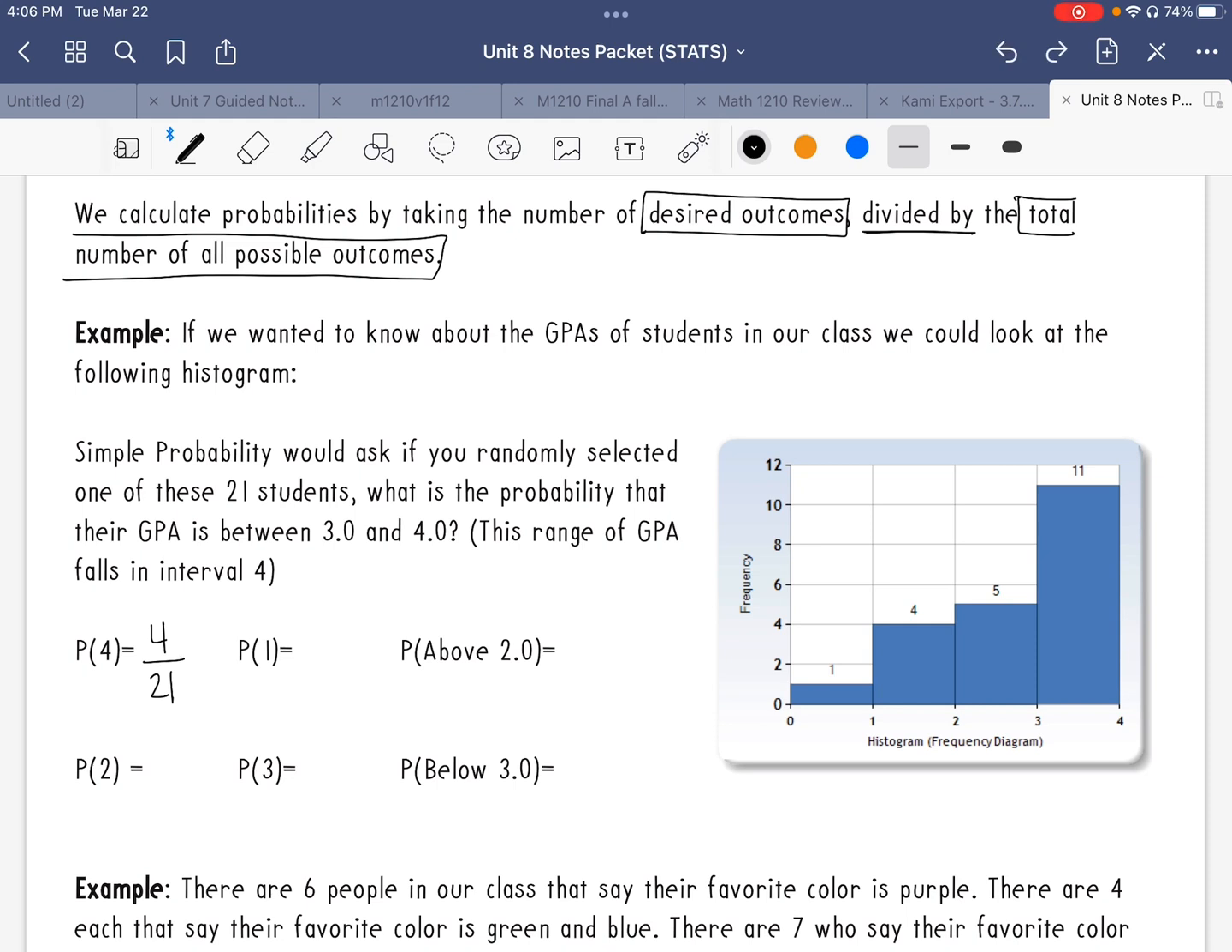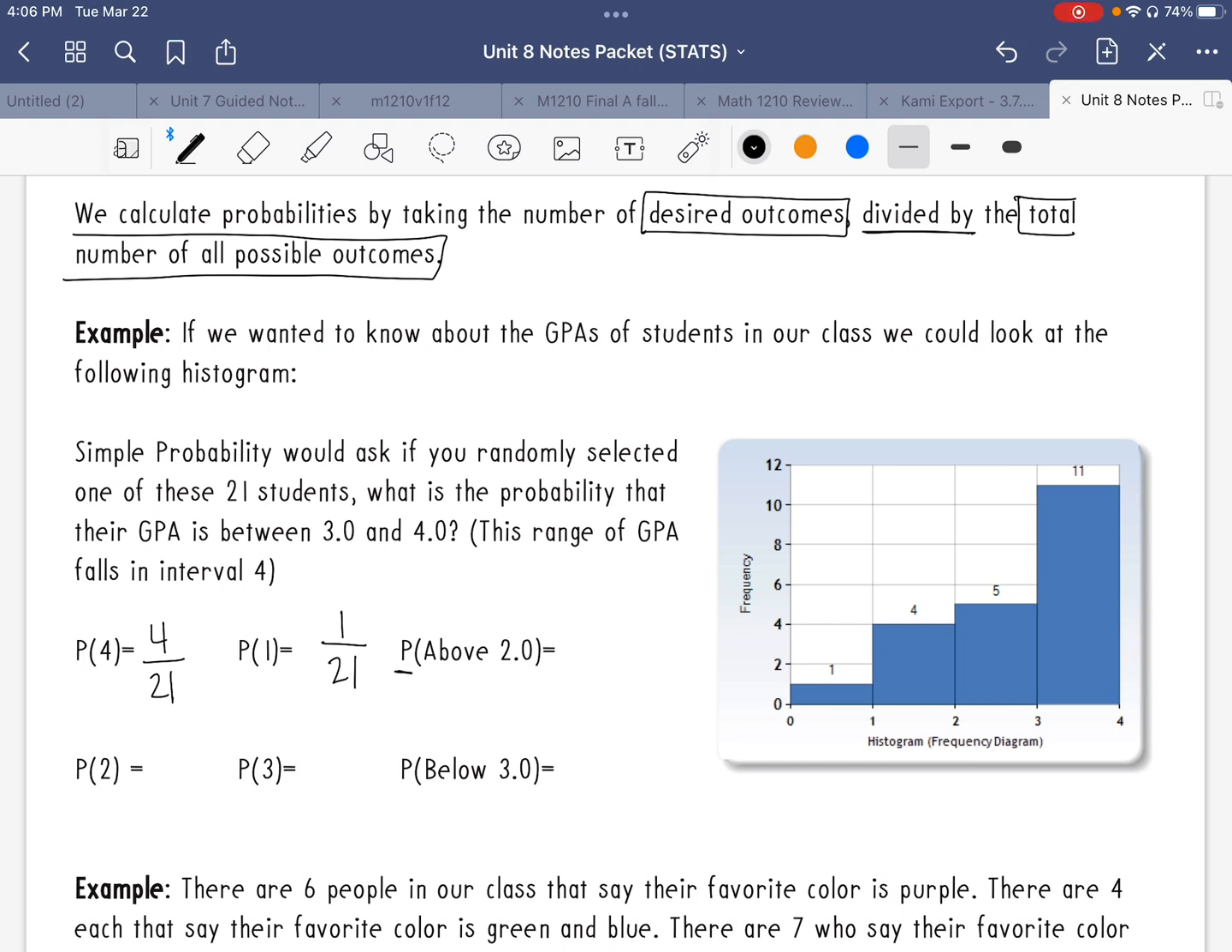Okay. So then there's a couple other things that we could look at with simple probability. We could say, well, what's the probability that they fall in interval 1? So that's these students right here. So then that's our desired outcome. It would be that one student that's here would be our desired outcome. And there's still 21 names that it could be. You could leave it just like that, 1 out of 21.